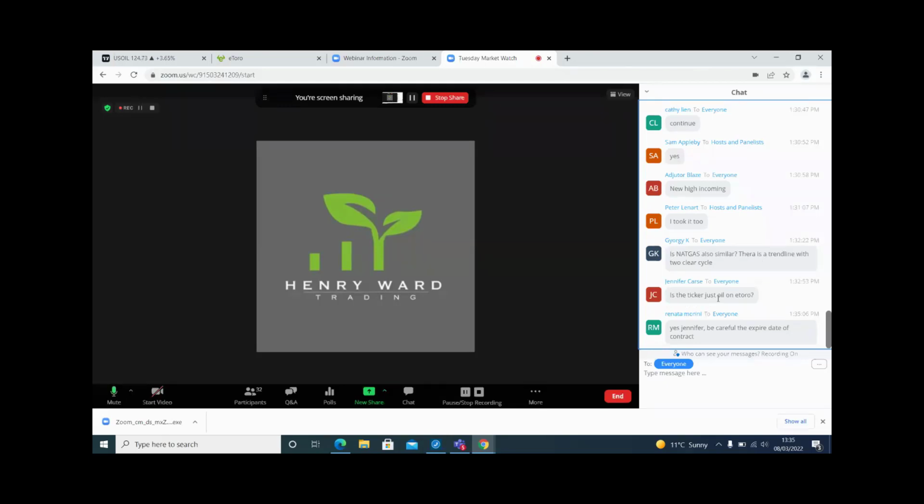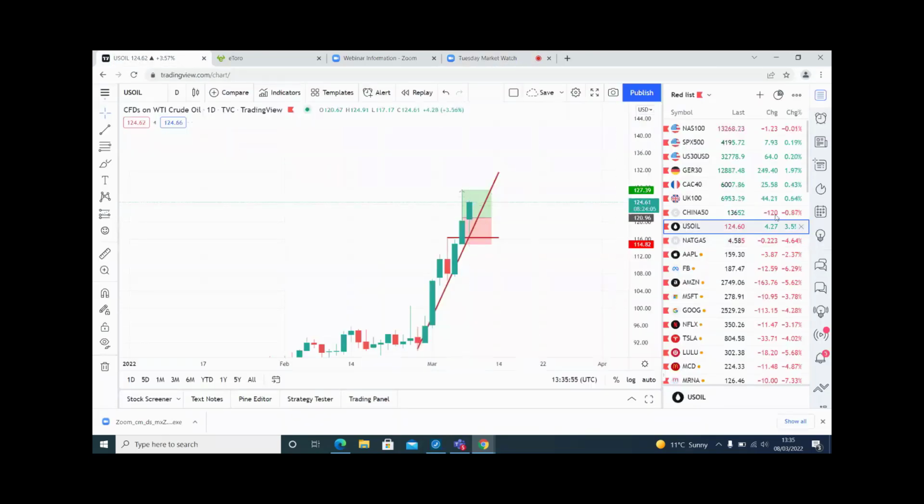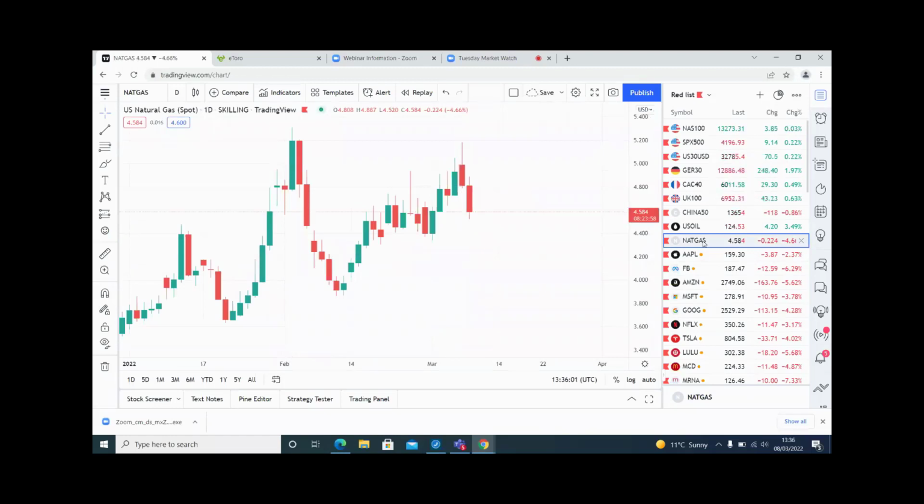Yes, so the ticker on eToro was just oil. Also, when we're talking about the likes of this, there are also expiry dates. Just make sure you check the expiry dates on any of the commodities that you're trading.